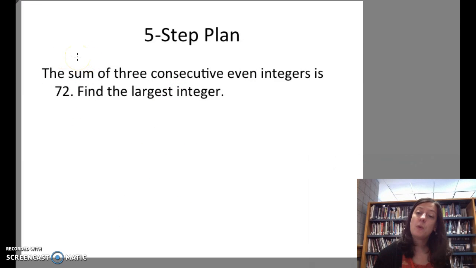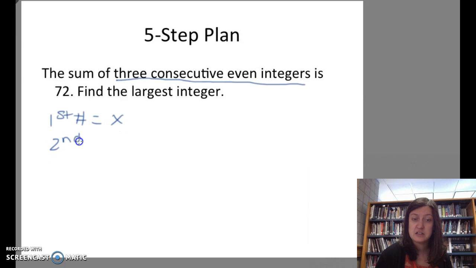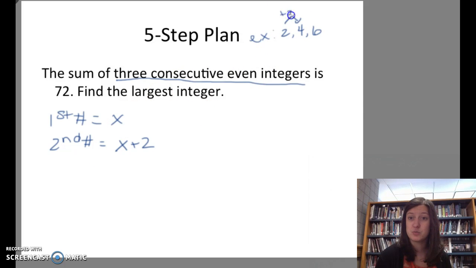Okay. So the way a 5-step plan works for these is first to see what kind of integers and how many you are finding. It says 3 consecutive even integers, so I know my first number equals x, and even integers skip 1, so this is going to be x plus 2. If you weren't sure, you could write yourself an example of 3 even integers. You know those aren't the right answers, but writing a model is a really good way of doing that. And then our third number is x plus 4. So that whole thing is step 1.